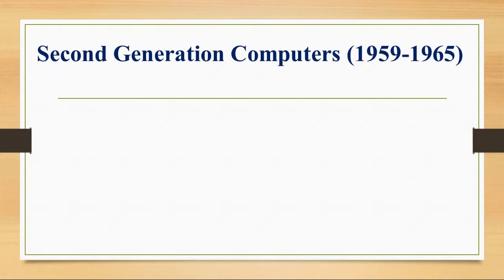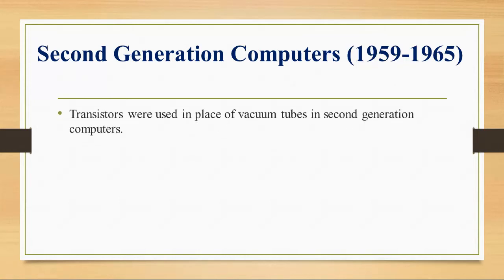The second generation computer was developed between 1959 to 1965. Well, students, second generation computer used a new electronic device called transistors in the place of vacuum tube. The storage capacity of a computer also increased during this generation.